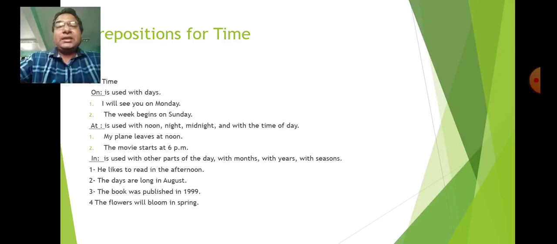In. In is used with other parts of the day, with months, with years, and with seasons. For example, he likes to read in the afternoon. The days are long in August. The book was published in 1999. The flowers will bloom in spring. Here are some examples of prepositions for time.